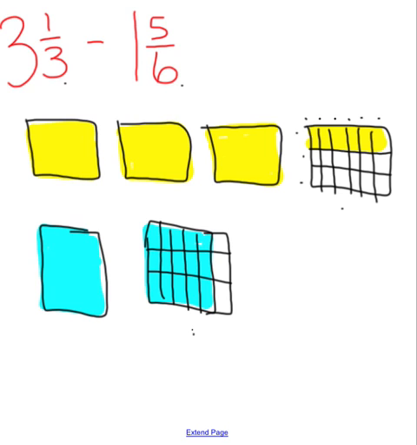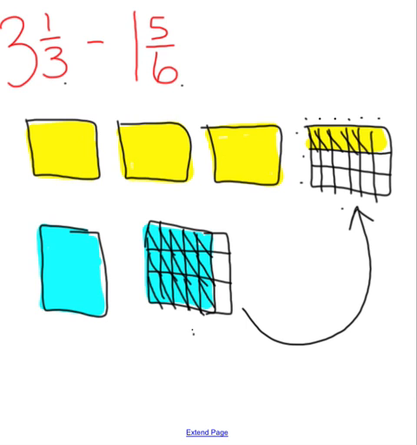So I need to count 1, 2, 3, 4, 5, 6, 7, 8, 9, 10, 11, 12, 13, 14, 15. I have 15 pieces shaded in the bottom fraction grid. I need to subtract that from the top fraction grid, or 1/3. I'm going to subtract 1, 2, 3, 4, 5, 6. I only have 6 pieces in that fraction grid that I can subtract, and I need 15.